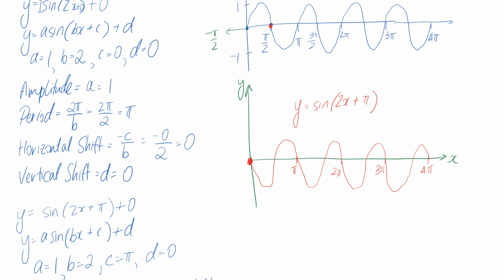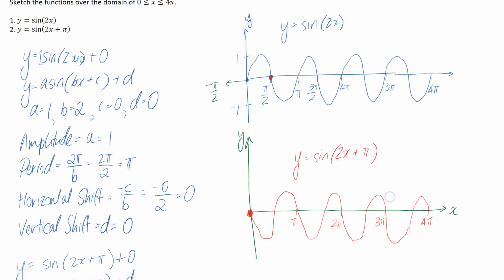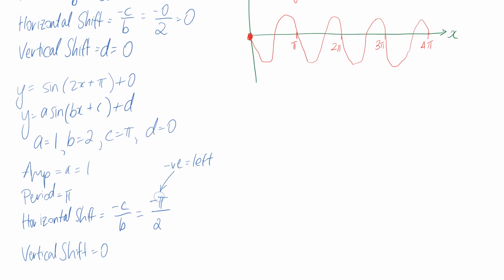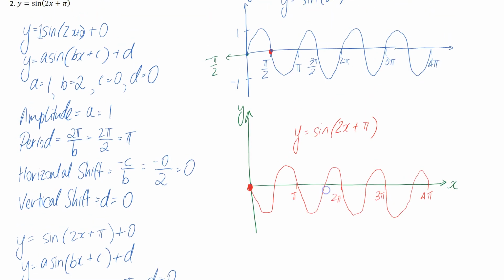What we've done is take the base case and apply the shift caused by that plus pi, remembering that the shift is not directly that value. You had to compute it as negative c on b. Since it was negative, we picked up our whole graph and shifted every point back to the left by pi on 2. And this is what we ended up with. So that's pretty much all there is in terms of the question.